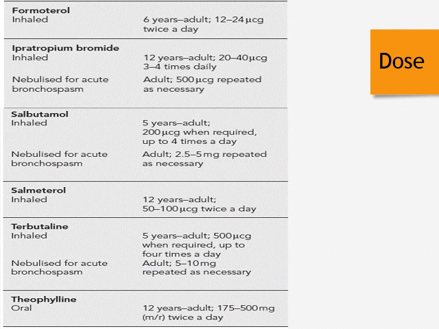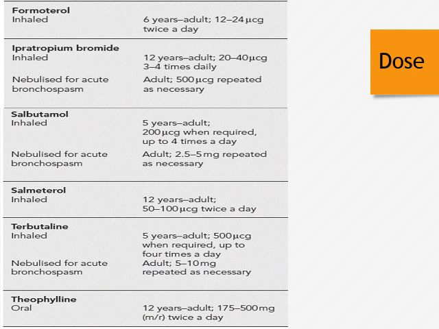The table here provides the list of the drugs other than the corticosteroids for the treatment of asthma. First is formoterol, which can be given in inhaler form in the age group of 6 years to adults in the dose of 12 to 24 microgram twice a day. Ipratropium bromide can be given in inhaled form in the age group of 12 years to adults in the dose of 20 to 40 microgram 3 to 4 times daily.